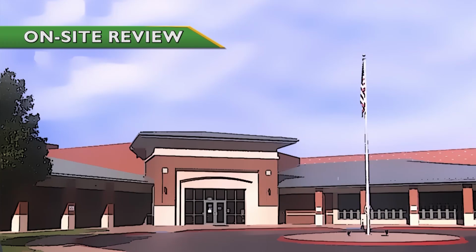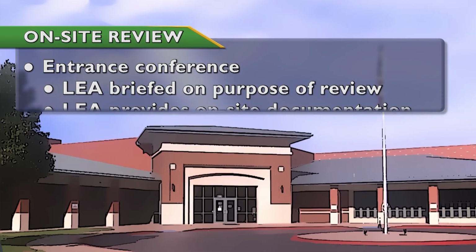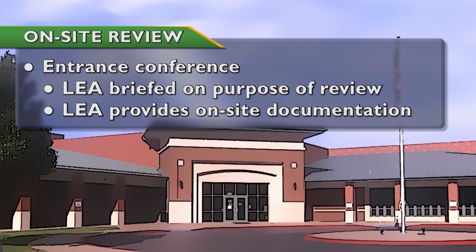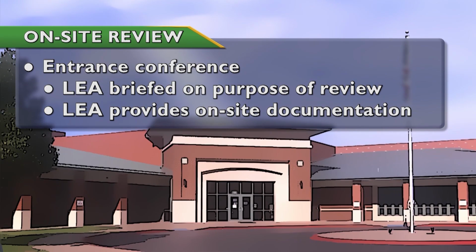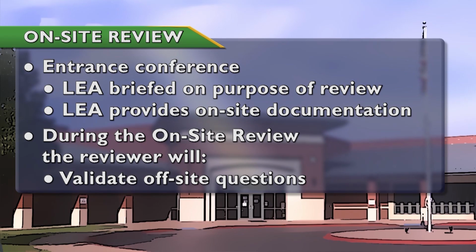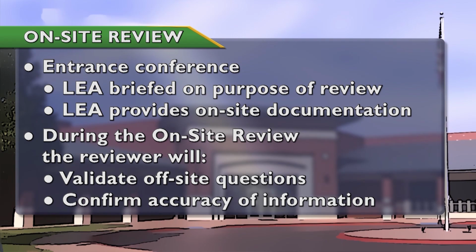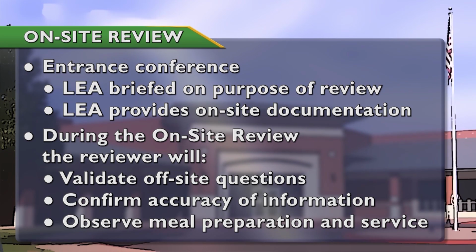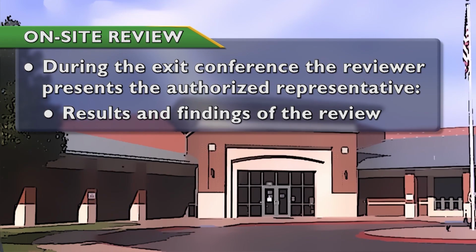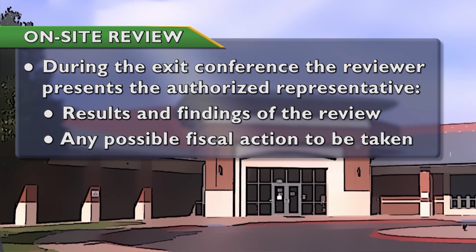The on-site review procedures begin with an entrance conference where the authorized representative for the LEA is briefed on the purpose of the review and provides the on-site documentation to the reviewer. During the on-site review, the reviewer will validate the off-site questions and confirm the accuracy of the information provided. The reviewer will observe the meal preparation and service. During the exit conference, the reviewer presents the authorized representative with the results and any findings of the review and any possible fiscal action to be taken.